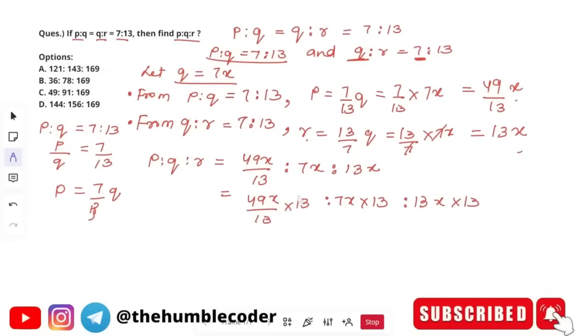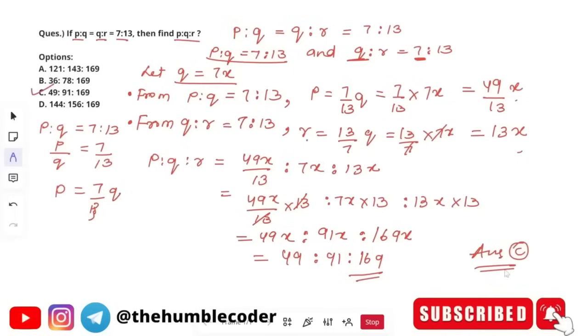So here this will get cancelled out, this will be 49x, and then 13 into 7x will be 91x, and then 13 into 13x will be 169x. Removing x from everywhere, we will get the final ratio as 49 is to 91 is to 169, which is going to be our option number C. That is why the correct answer for this question is option number C. Hope you have understood it.